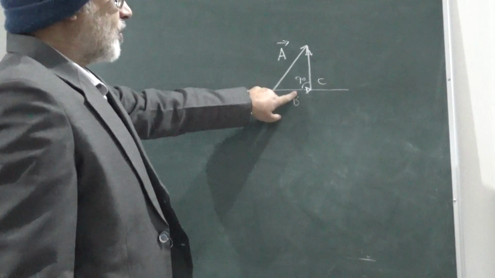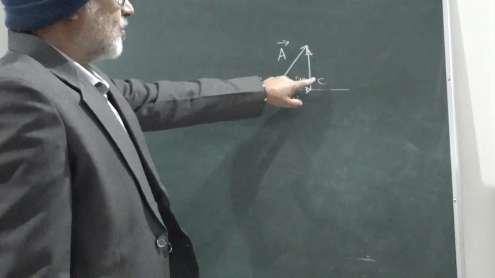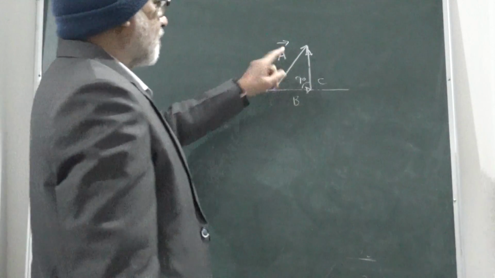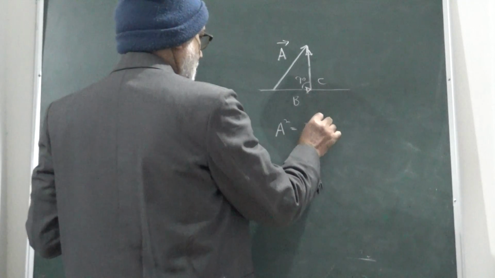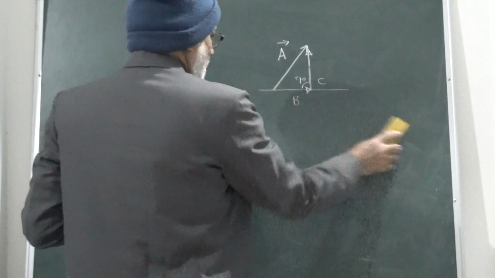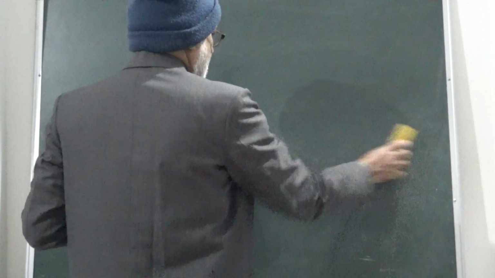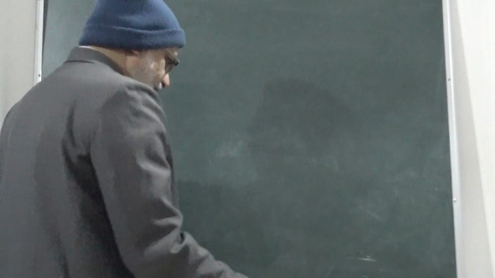And we have also found how to combine these two. If we know B and C, we can find A by using this formula, that A square is equal to B square plus C square. So all these we have already studied. With this knowledge, we have found how to add vectors analytically.